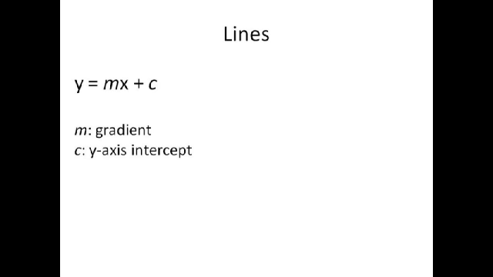Okie-doo, coordinate geometry. Obviously we've seen this equation quite a lot. y equals mx plus c, m's the gradient, c is the y-axis intercept. That means the point where it crosses the y-axis. I know I keep showing this to you, but it's just so important that you know it.